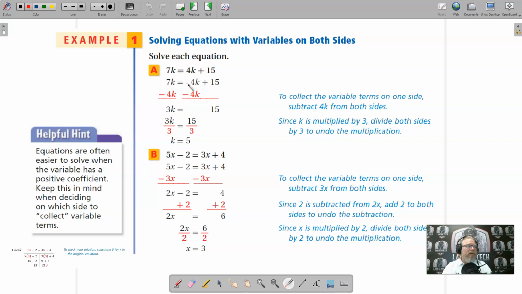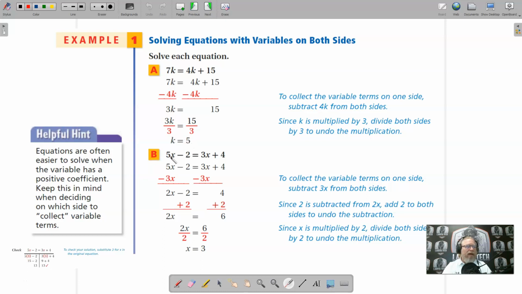So we subtract 4k from each side. We end up with 3k equals 15. Now we need to divide the 3k by 3 to get the k isolated by itself. So we're going to divide 3k by 3, and what we do to one side we do to the other. The 3's cancel, leaving us with k, and 15 divided by 3 is indeed 5, so k equals 5.